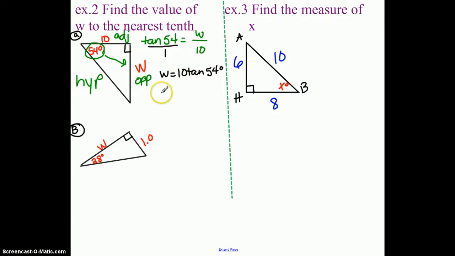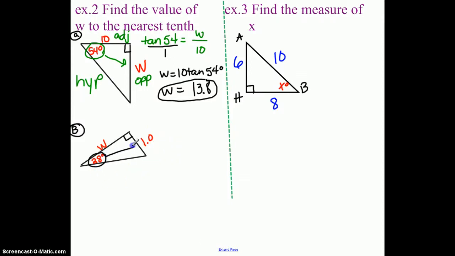If I do that and I round it to the nearest tenth, I get 13.8. Now, if you didn't get 13.8 when you put it in there, I would probably guess that maybe you need to go in the mode of your calculator and make sure degrees is turned on and not your radians. So just something to think about. Okay, now let's try it with this one.